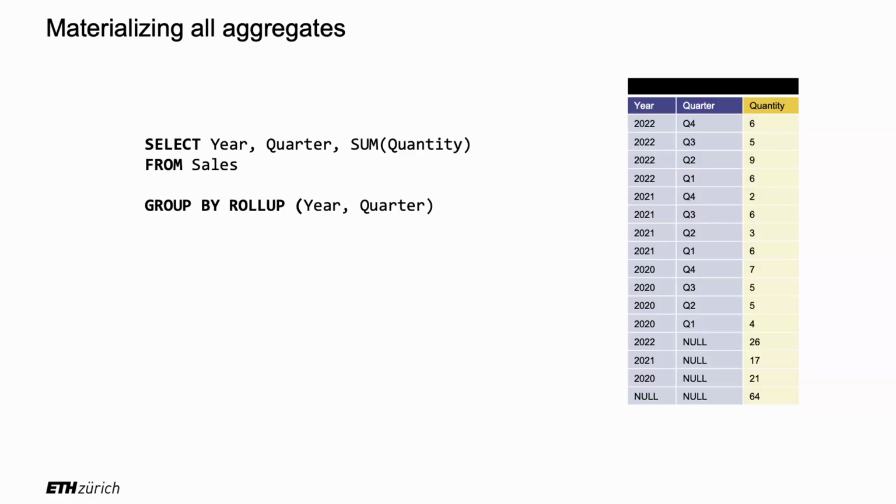Trivia question. If I have n attributes in group by roll-up, how many grouping sets do I get? N? Any other idea than n? N minus 1? Any other ideas? N plus 1, yes, that's the one. You see there's 2 here and that's 3 grouping sets because you need to have the empty one as well. Okay, so you see that's linear. Group by roll-up is linear and the group by cube is exponential.